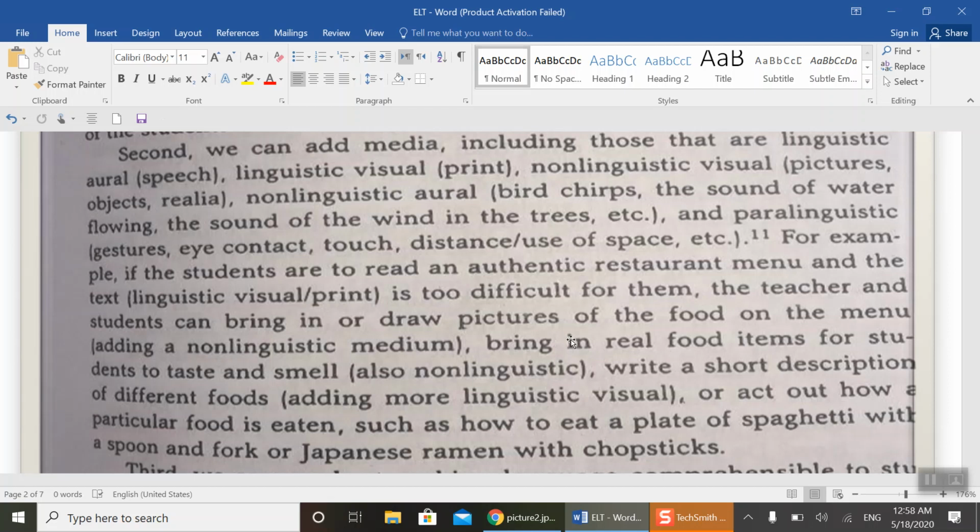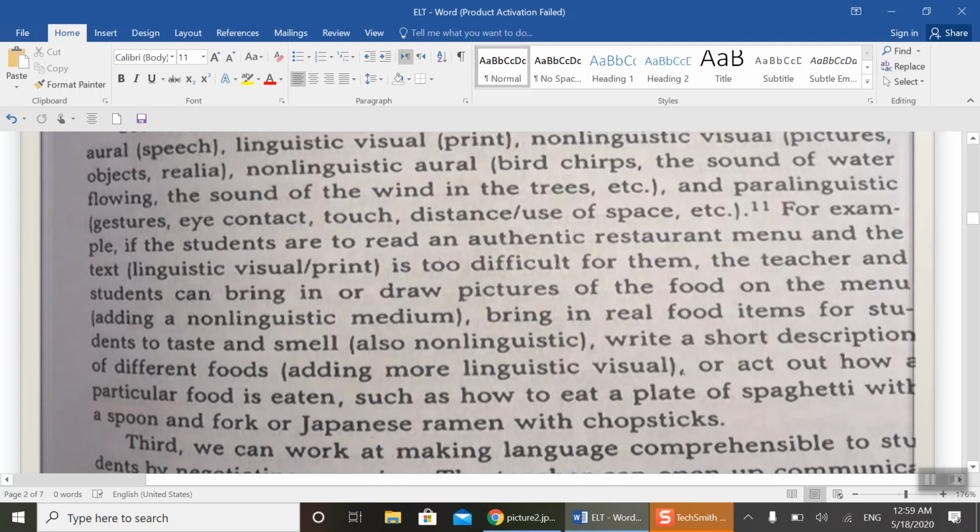Iraq, where is Iraq? So you can bring them a map explaining that this is Iraq, this is Saudi Arabia, this is Turkey, Syria, Iran, Kuwait, Japan. Or we don't have Japan. Okay, so, or non-linguistic, you can write a short description of different food, adding more linguistic visuals, etc.